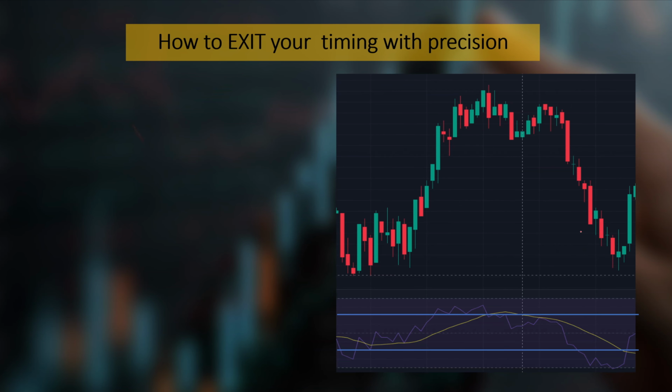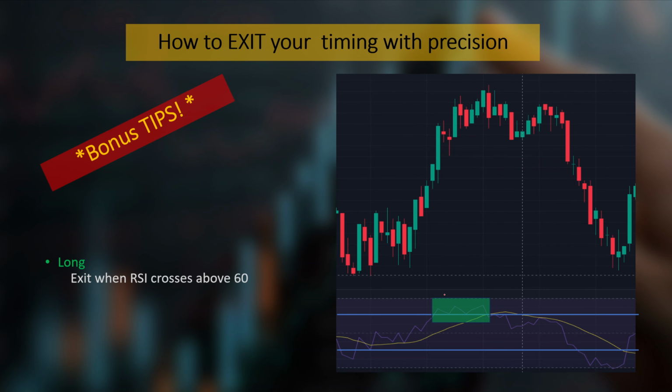And how do you exit your trade with precision? When you're long, you exit when the RSI crosses over the 60 line, and when you're short, when the RSI crosses below the 40 line. This is the 40 line, and this is the 60 line.